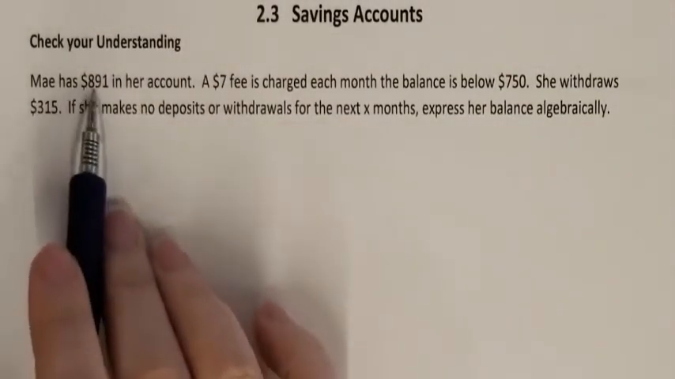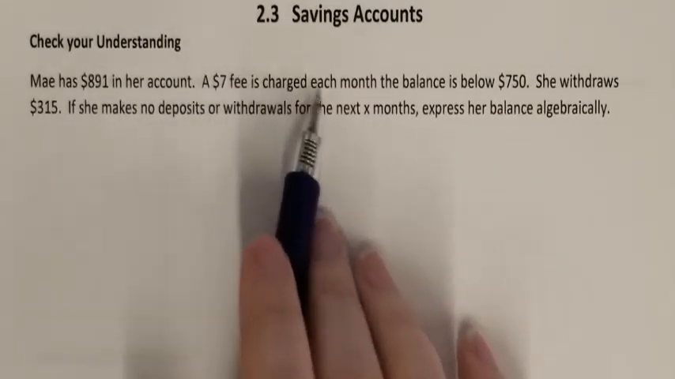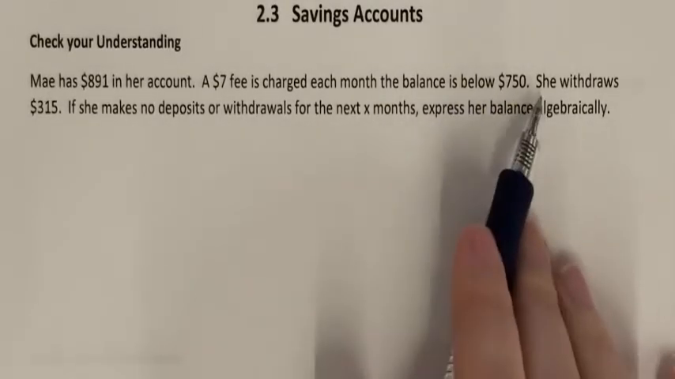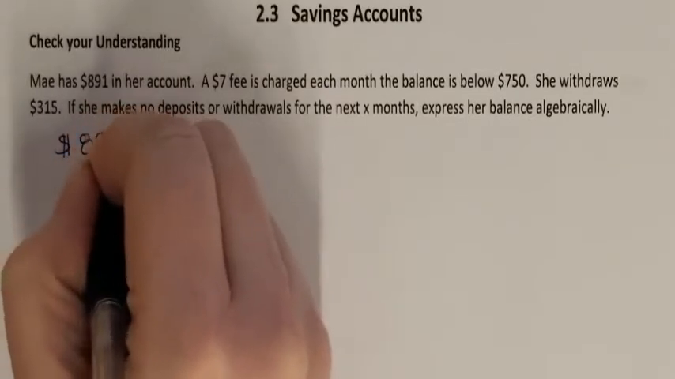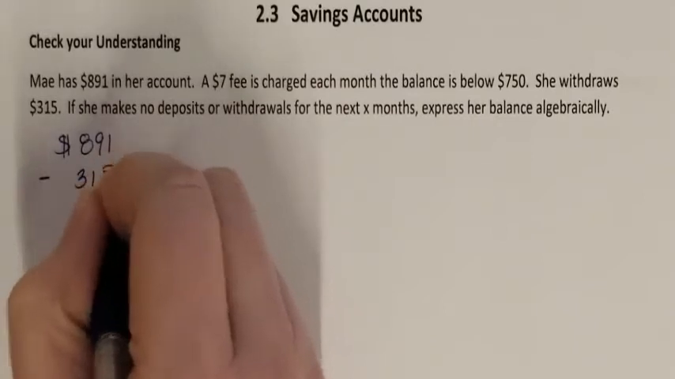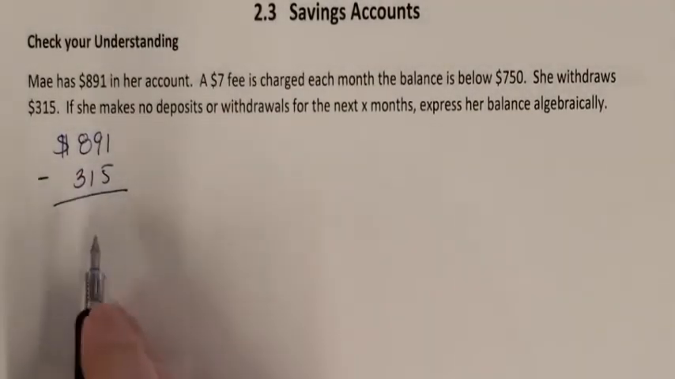All right, let's go ahead and check your understanding. May has $891 in her account. She gets a $7 fee charged each month if the balance is below $750. So she withdraws $315. She currently has $891. Withdraw means she spent. She took out $315. So how much does she have right now?